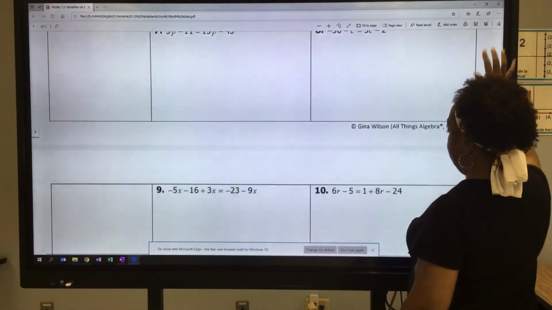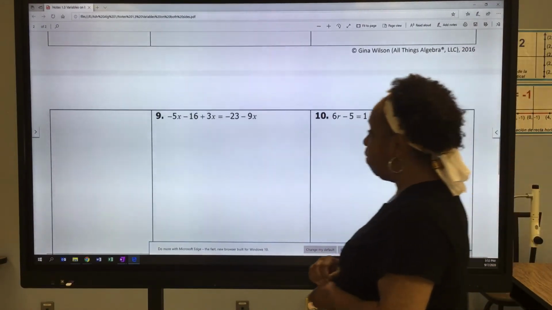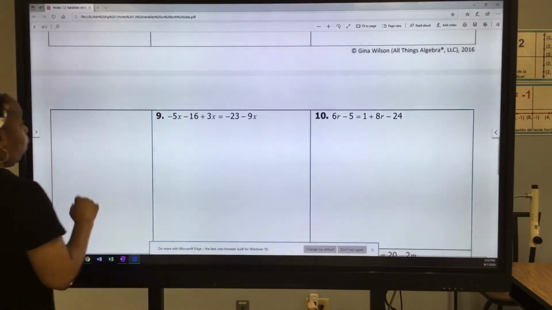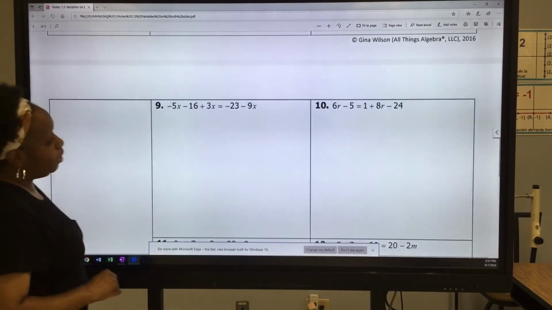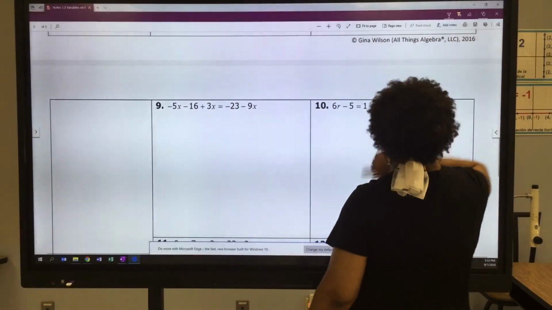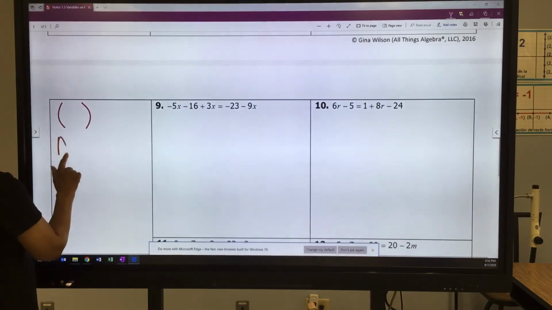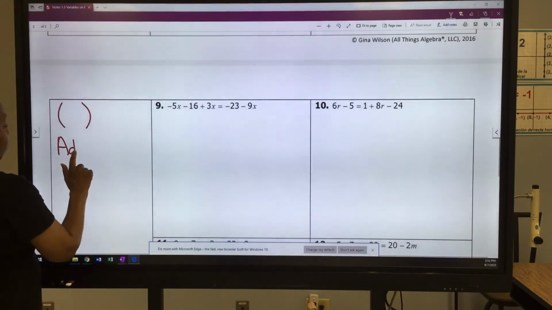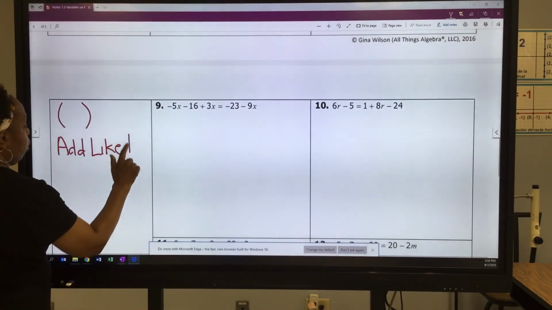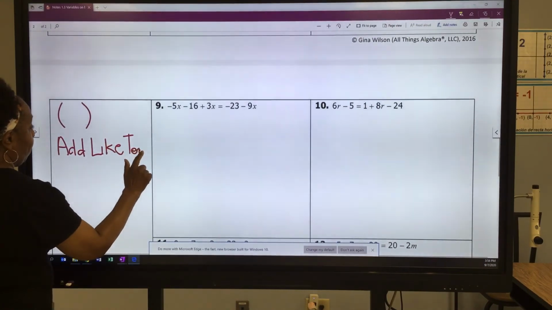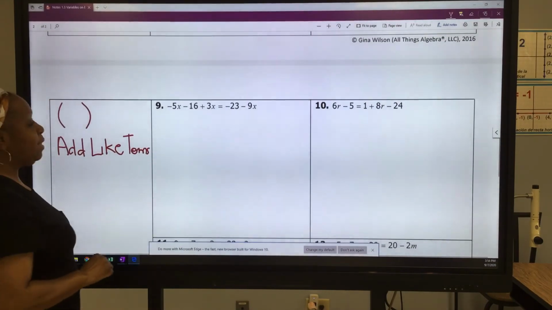Now I'm going to show you problems that have terms you have to put together on the same side. These are called like terms. So, one of the steps you want to do after you clear parentheses, let's add some notes. Okay, after you clear those parentheses, you want to add like terms. Okay, add like terms.